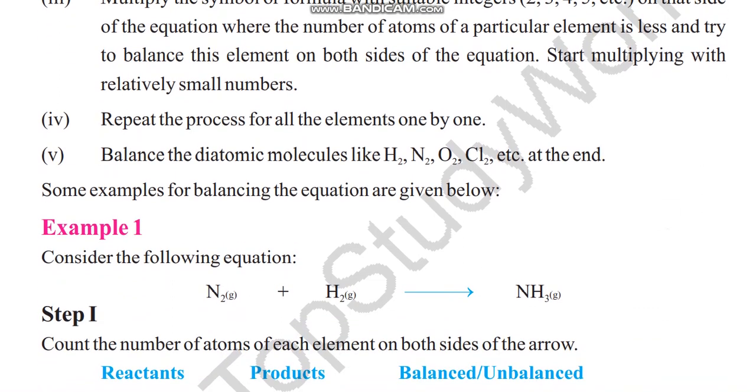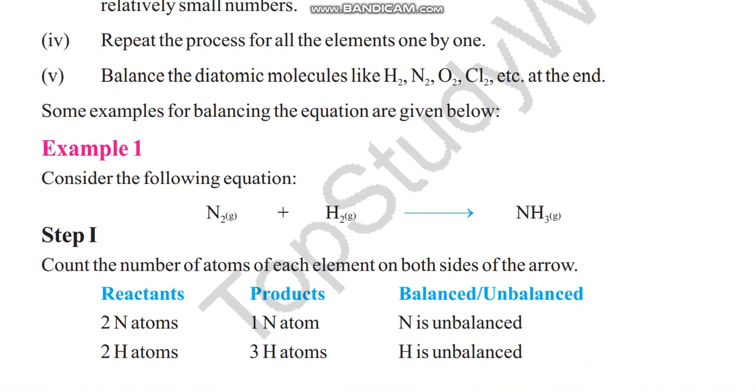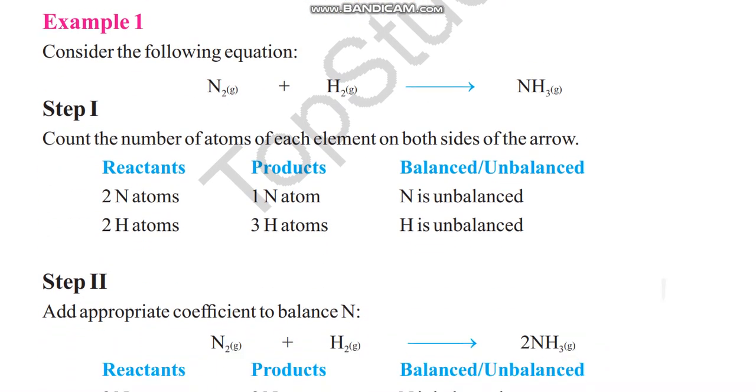Step 1. Count the number of atoms of each element on both sides of the arrow. Reactants: we have 2 N atoms and 2 H atoms. Product: we have 1 N atom and 3 H atoms. Balanced or unbalanced: N is unbalanced and H is unbalanced.